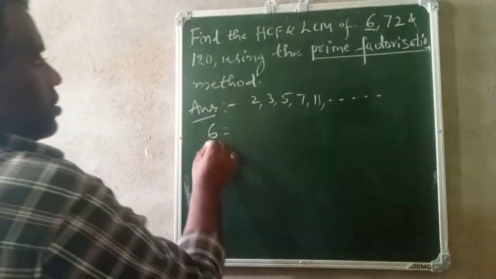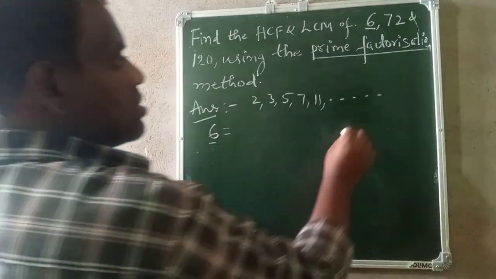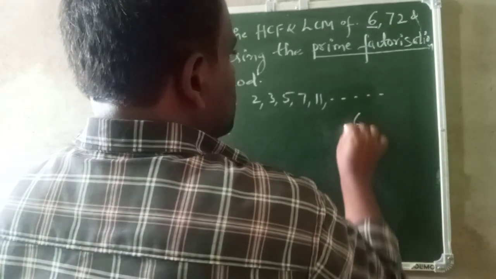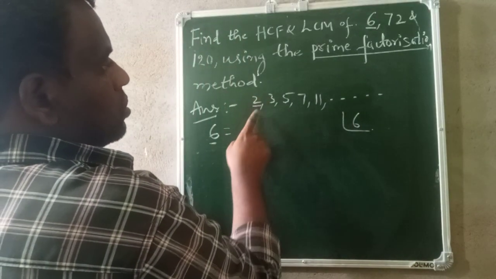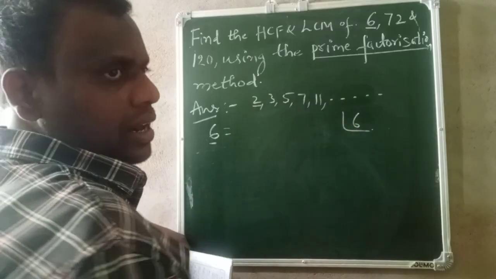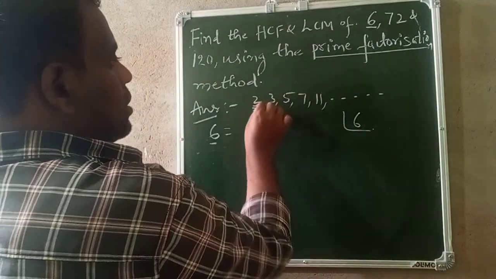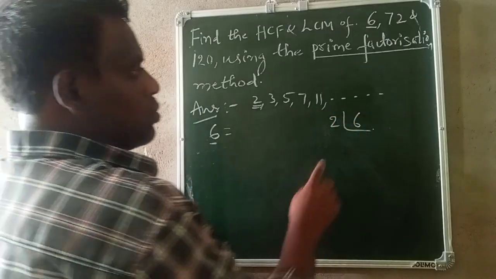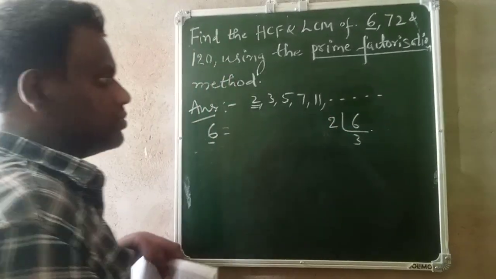So first we will find the prime factors of this 6. Write this 6 here, like this. Now check the first prime number, 2, whether it can divide this 6 completely or not. This 2 can divide this 6 completely. So write this 2 as it is. Now 2 threes are 6.